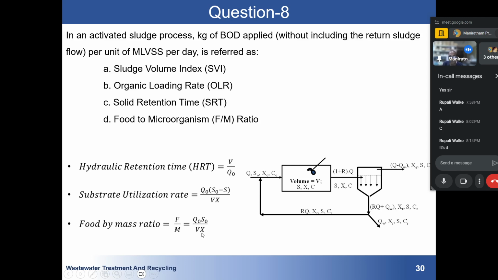So see, S naught and X will be in milligram per liter, so milligram per liter cancels out. This Q will be in volume per time, and V will be in volume. So volume will get cancelled out, and you will have one by time. So its unit will also be time inverse. So the unit of this utilization rate, food by mass ratio, will be time to the power minus one.